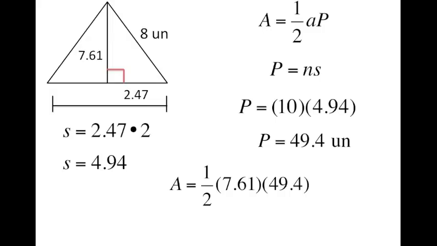We're going to plug the rest into the area equation. So 1/2 times the apothem of 7.61 times the perimeter we just found. And our area is now 187.97 units squared.